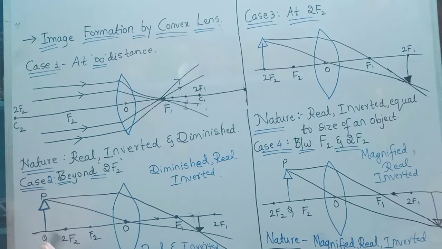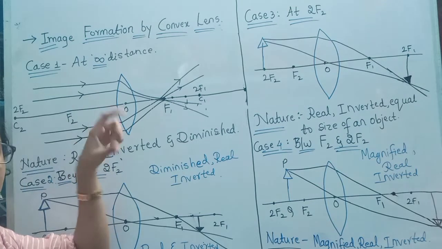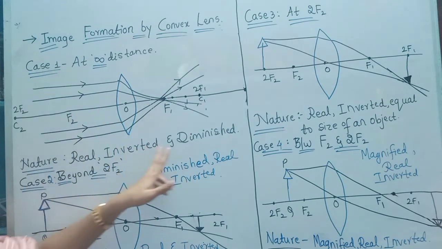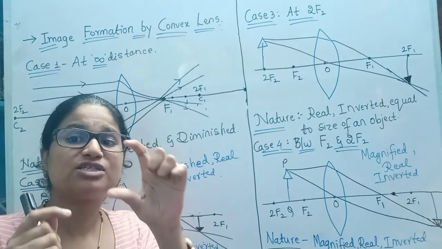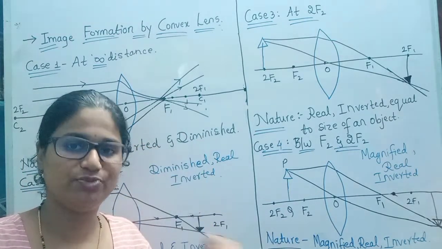The nature of the image will be real, which means the image can be caught on a screen. Inverted means if the object is OP, the image will be PO. Diminished means it is not bigger, it will be smaller compared to the object.